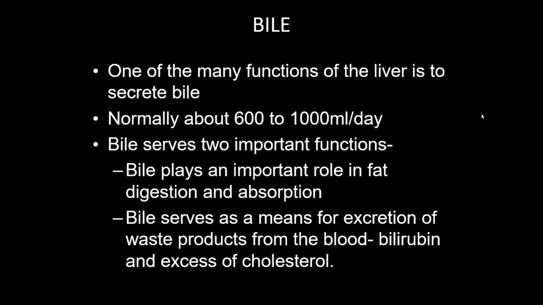One of the main functions of the liver is the secretion of bile. And this bile helps in the digestion and absorption of fat. How bile helps in the digestion and absorption of fat, we'll study in the next class. Just summarizing the function of bile: bile serves 2 important functions. Bile plays an important role in fat digestion and absorption. Bile serves as a means for excretion of waste products from the blood, bilirubin. That bilirubin and excess cholesterol are removed through bile.